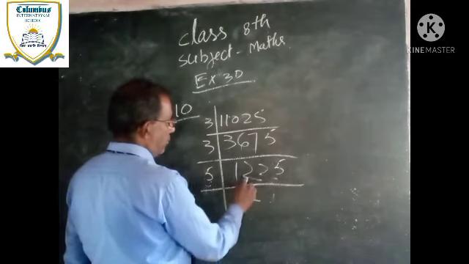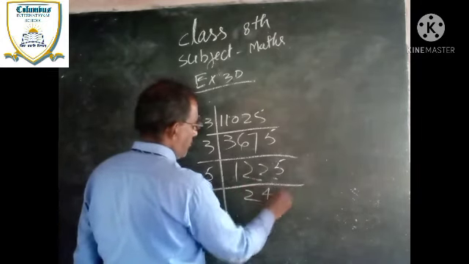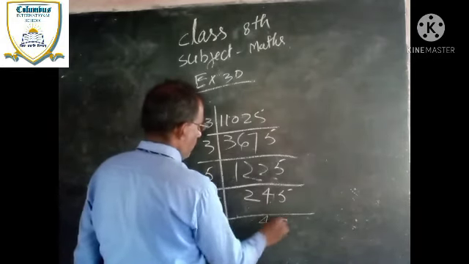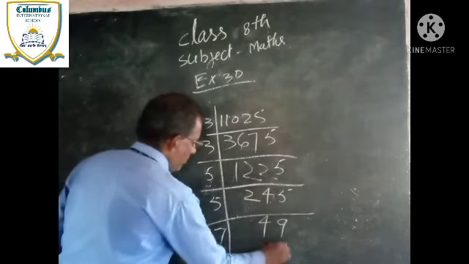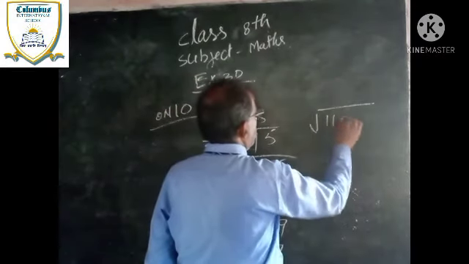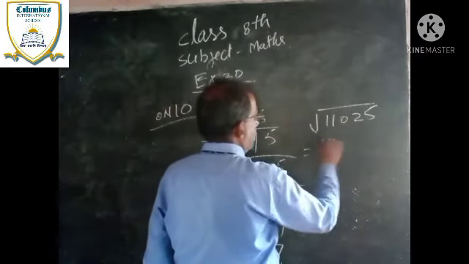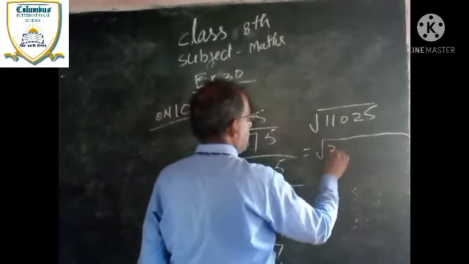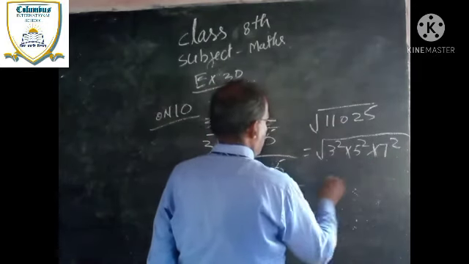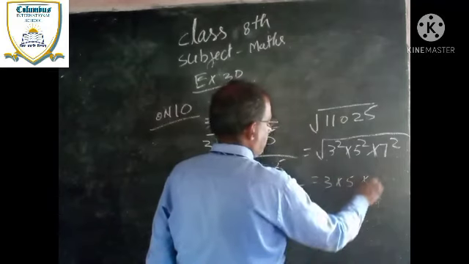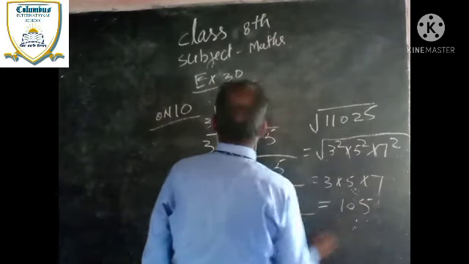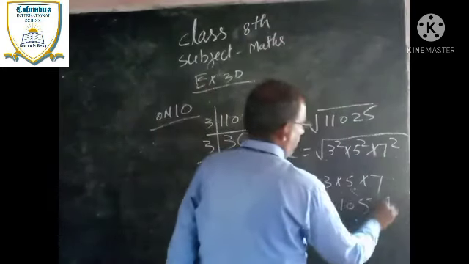So 5 twos are 10, 5 fours are 20, 5 fives are 25, 5 fours are 20, 5 nines are 45, and by 7, 7 sevens are 49, and by 7, 1. That is, the square root of 11,025 we can write as the product of the prime factorization, that is 3 square into 5 square into 7 square. Now 3 into 5 into 7, 3 fives are 15, 15 sevens are 105. The square root of 11,025 equals 105.